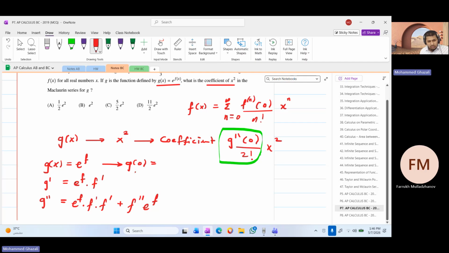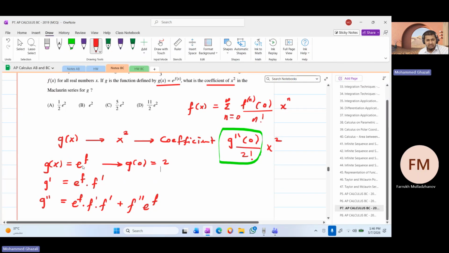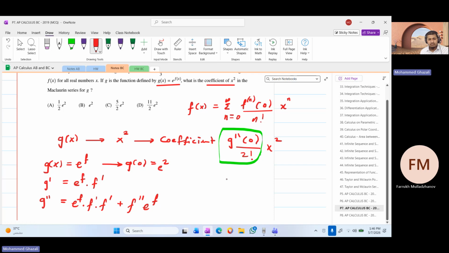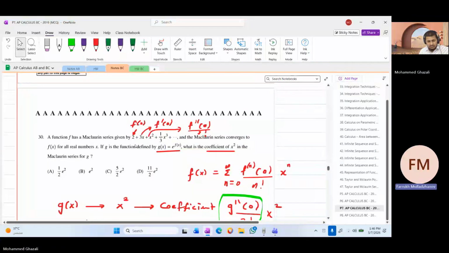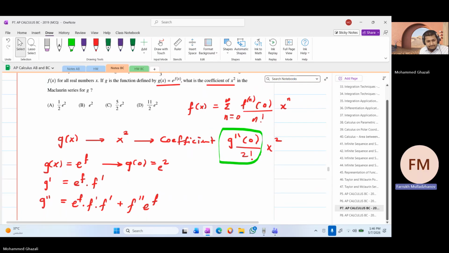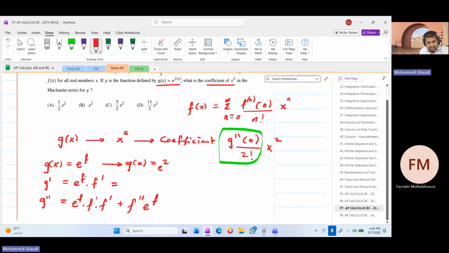e to the power g of 0 is... No. g of 0 is e to the power f of 0, so it's e squared. Are we good? This is e squared. Now we're finding g, everything evaluated at 0.